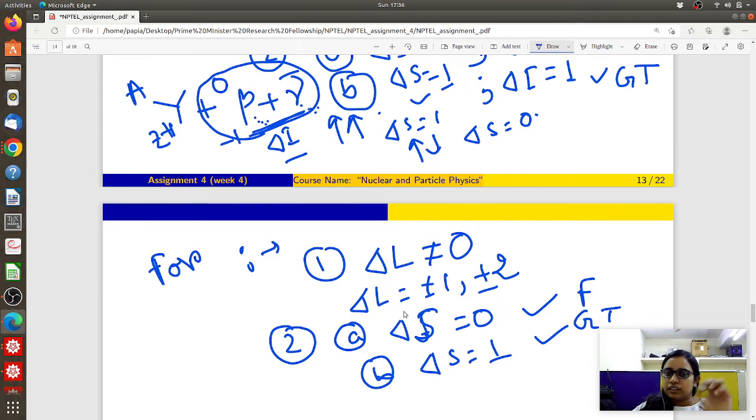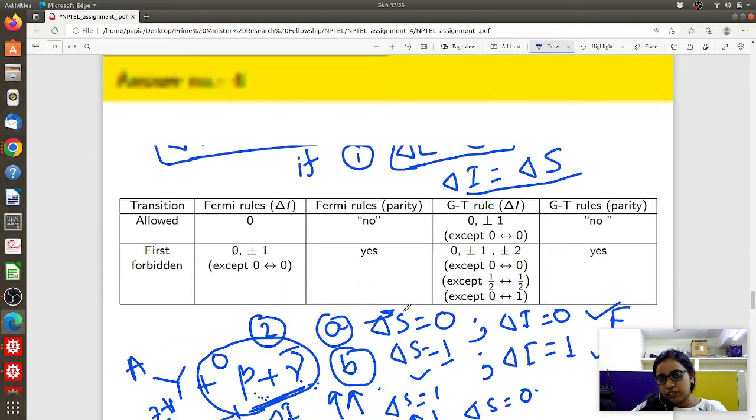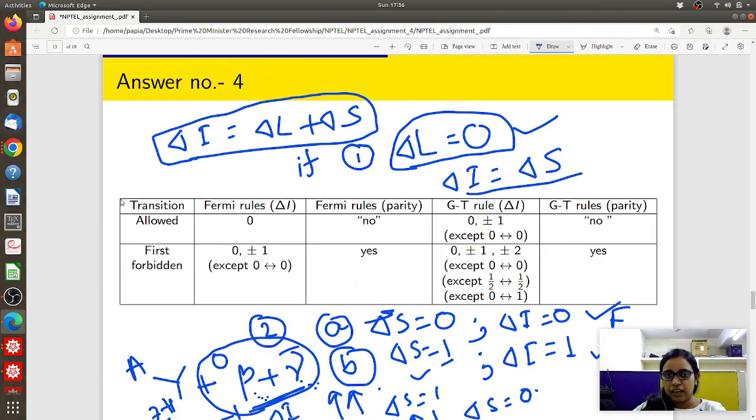So now coming to a chart here. Yeah, I am making a chart here. Basically the chart is nothing but a summary of what I have been saying till now. See, first of all, the transition is allowed. Allowed means what? Fermi rules, delta I.